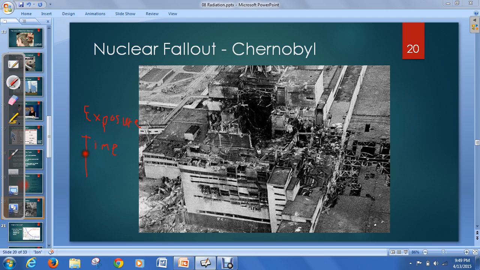And then your distance from the radiation source. So if you can get farther and farther away from the source, the better off you're going to be. So that's why people aren't allowed within 25 miles of Chernobyl, because you want to make sure you have a nice large distance from any type of radioactive material. Okay, so exposure, time, and distance.